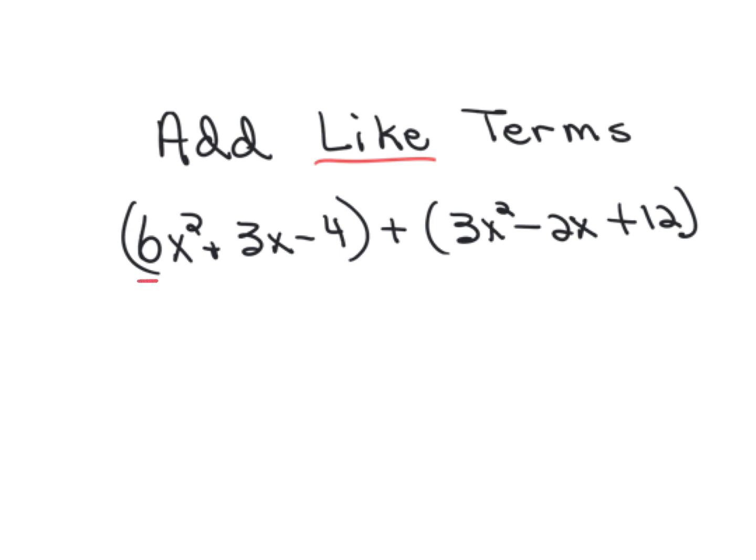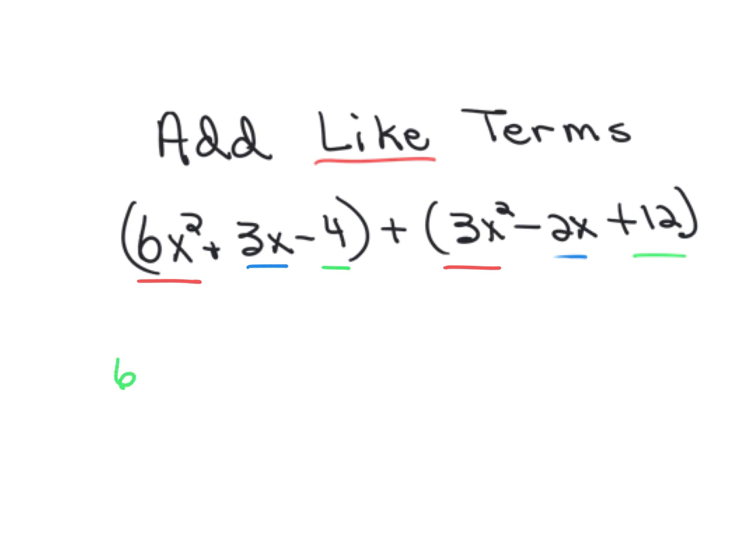You have a 6x squared plus a 3x squared. We also have a 3x and a negative 2x, and we have negative 4 and positive 12. Okay, therefore I can combine those terms together. So on my Desmos, when we're combining like terms, we only take the coefficients of the numbers.